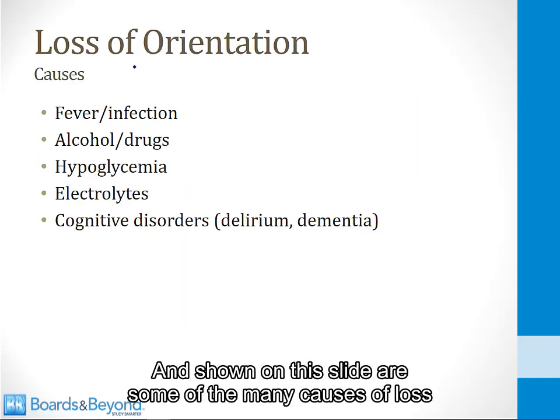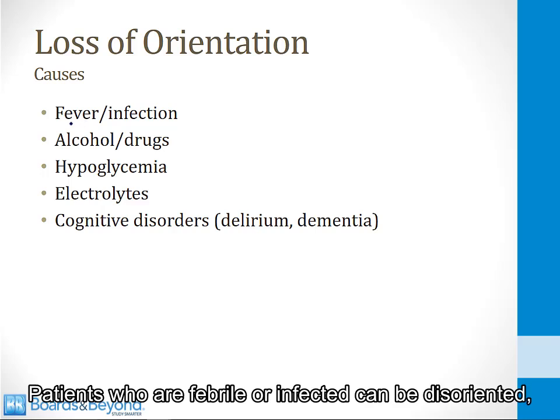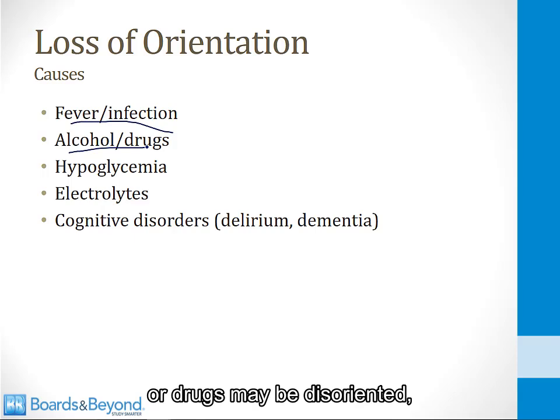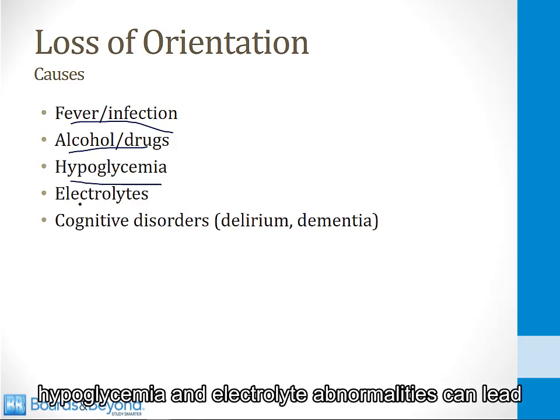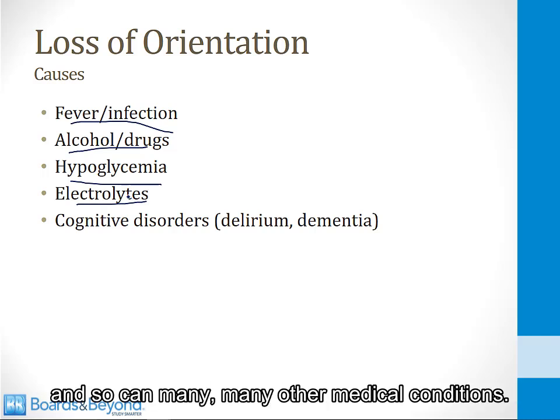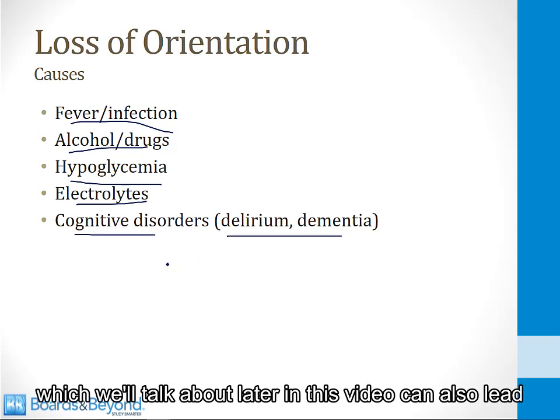Shown on this slide are some of the many causes of loss of orientation that you'll see on your clinical rotations. Patients who are febrile or infected can be disoriented. Patients who have consumed alcohol or drugs may be disoriented. Hypoglycemia and electrolyte abnormalities can lead to loss of orientation, and so can many, many other medical conditions. In addition, cognitive disorders like delirium and dementia, which we'll talk about later in this video, can also lead to loss of orientation.